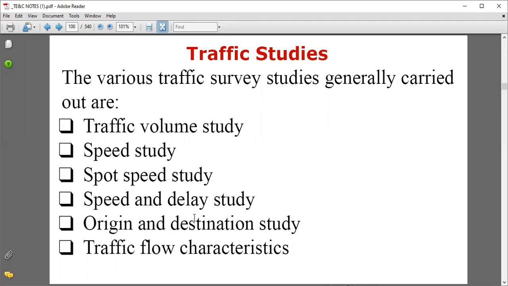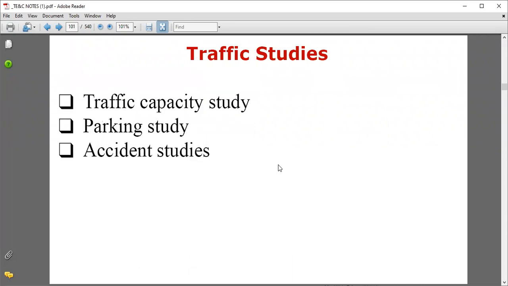Now you can see here that the traffic study is done with the following points. One is the traffic volume study. Second is the speed study. Third is the spot speed study, speed and delay study. Next is the origin and destination study, and the last is the traffic flow characteristics. Through all these points we can understand the traffic study. Okay, so the first point is the traffic volume study. We'll see what the traffic volume study is. It is related to the volume of the traffic.